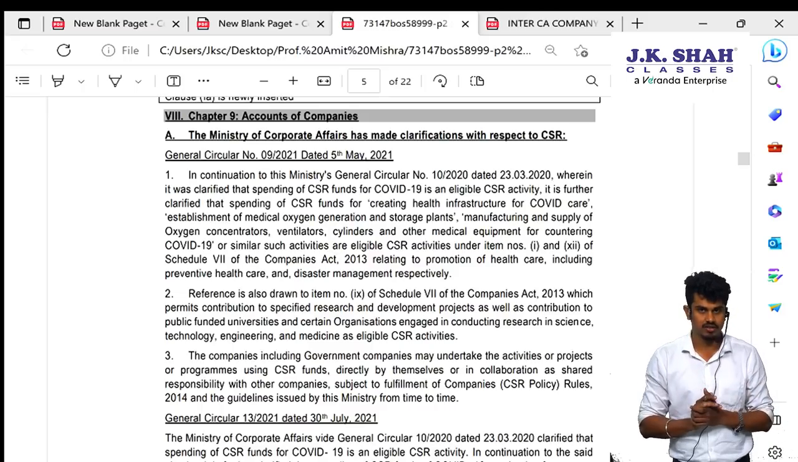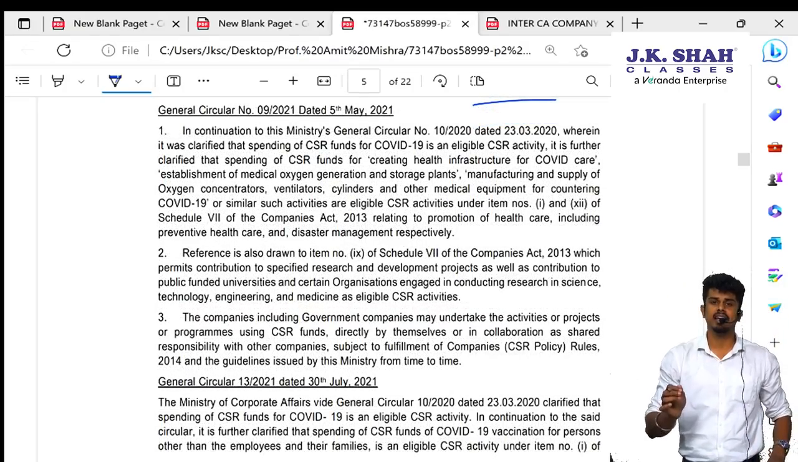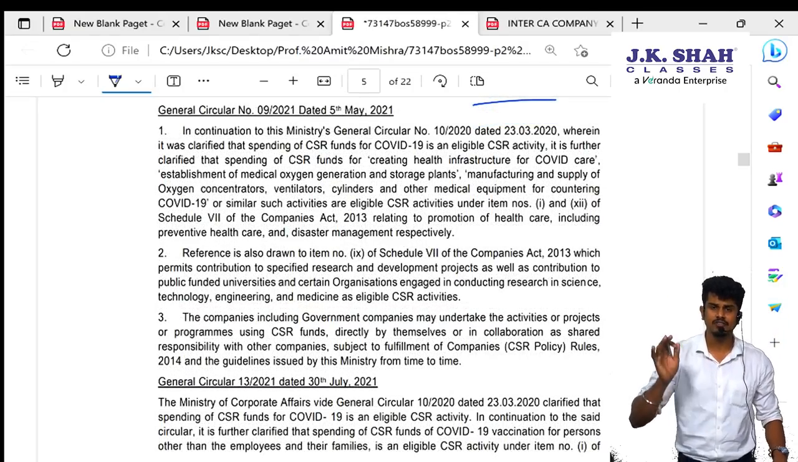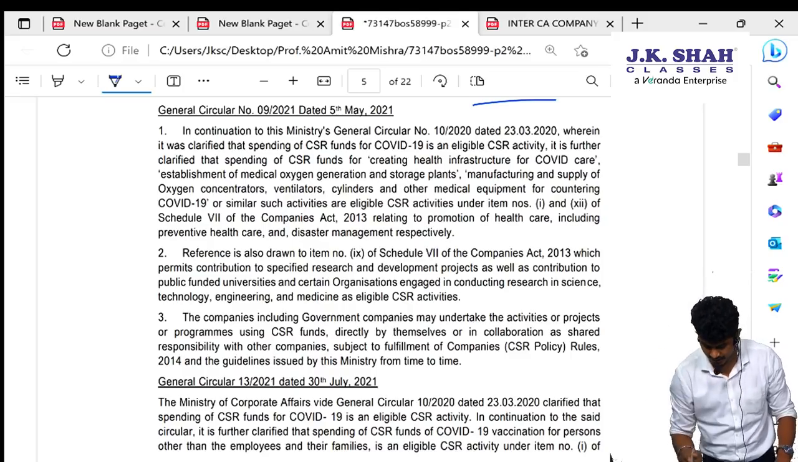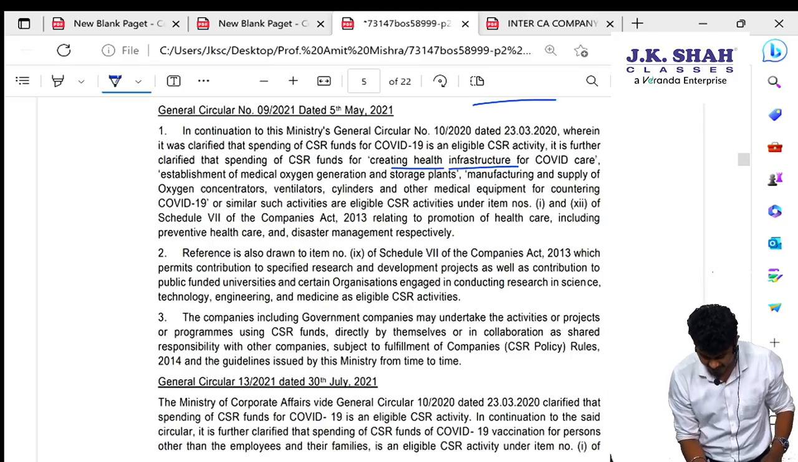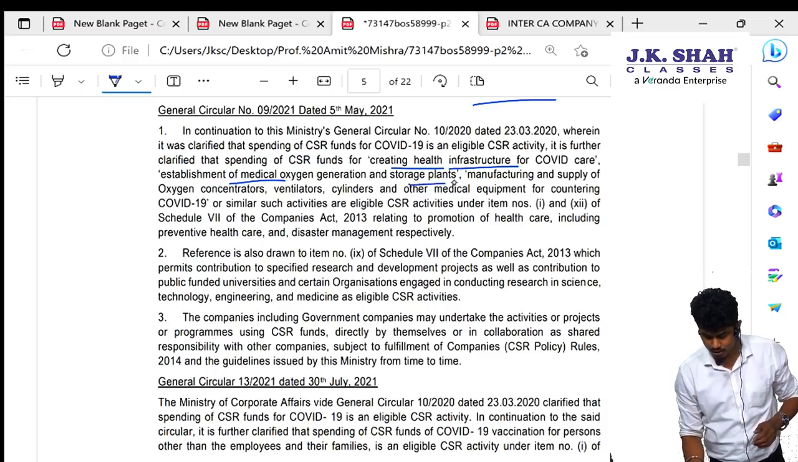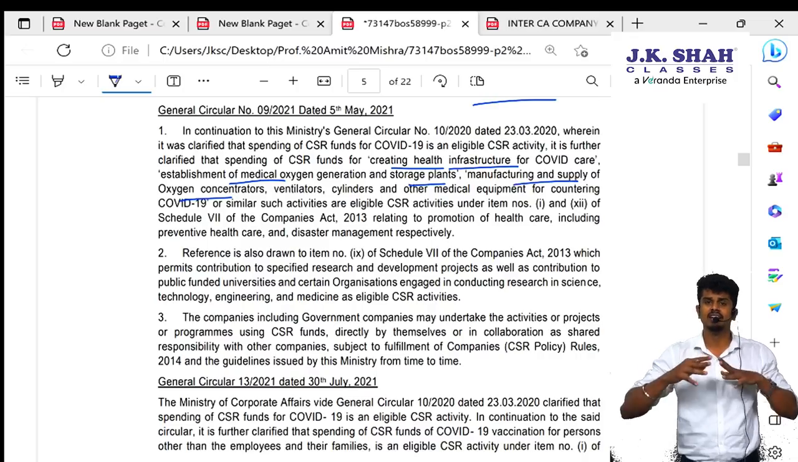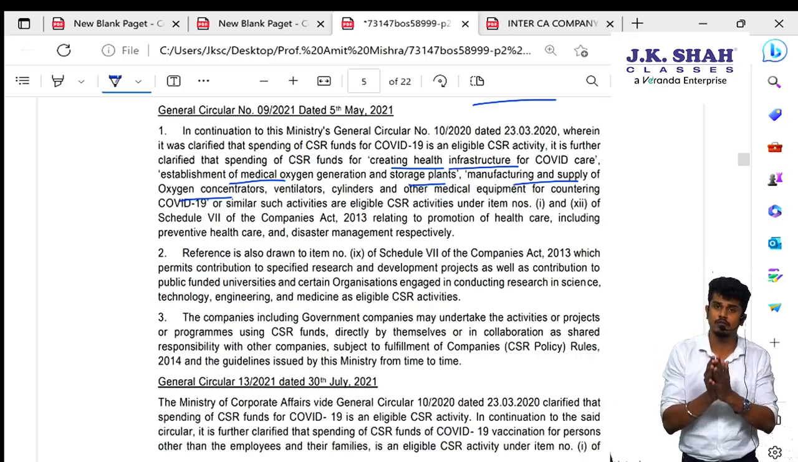So, clarification. I repeat, starting from clarification, MCA has clearly specified that if a company is spending money towards creating health infrastructure for COVID, establishment of medical oxygen as well as storage plants, manufacturing and supply of oxygen concentrators, etc., then those activities will be considered as eligible areas for doing CSR.